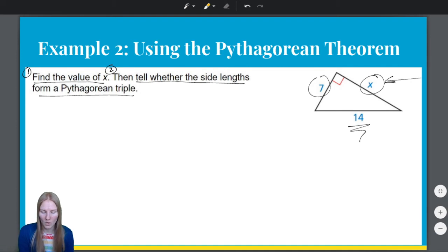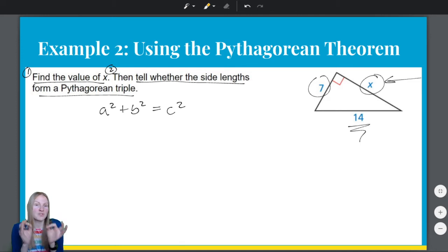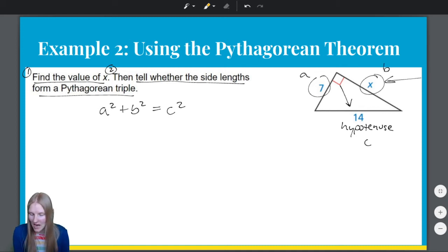So, now we still have a squared plus b squared equals c squared. But now things look a little bit different because I know, so 14 is my hypotenuse. This is my hypotenuse, which means it is c. The hypotenuse is c. And then a can be 7, x can be b, or we can switch these. It doesn't matter, however you want to do it. So, we know that the hypotenuse is c, and we know that the legs are a and b.